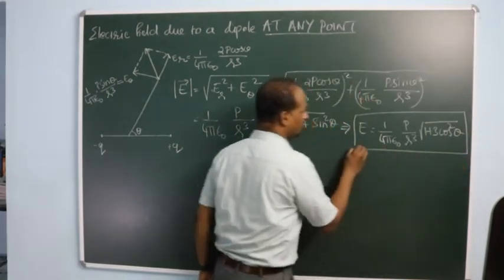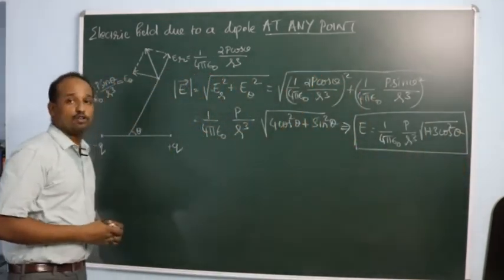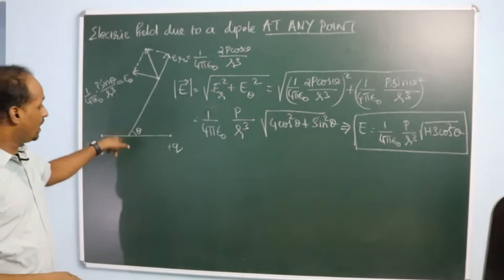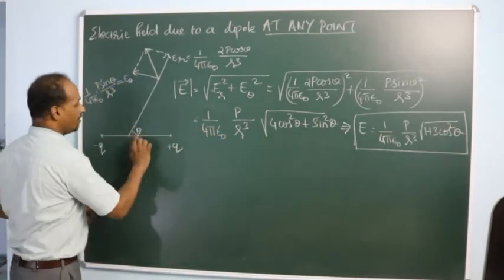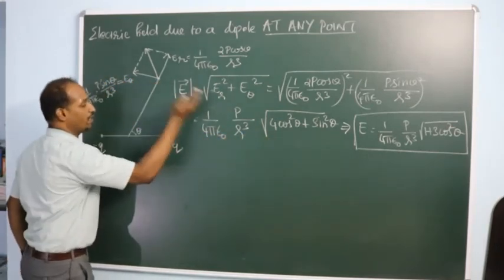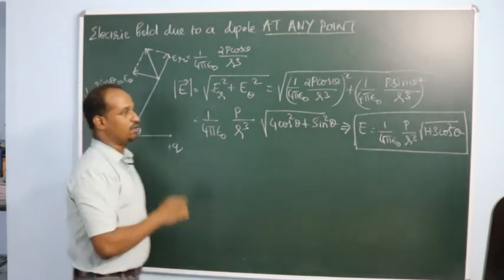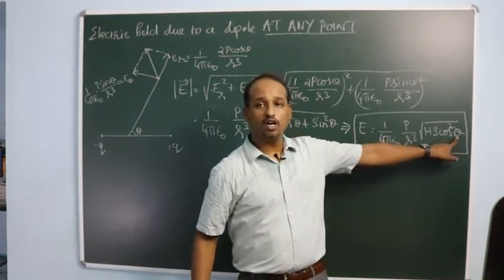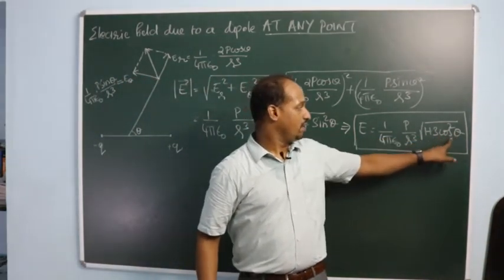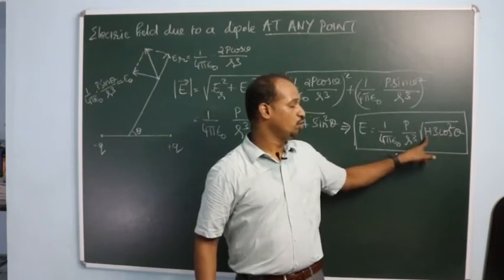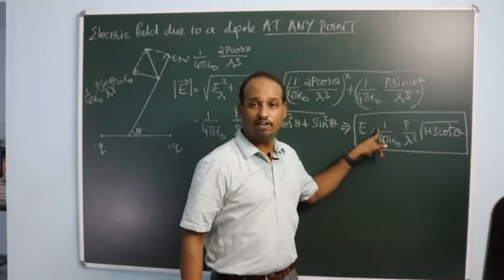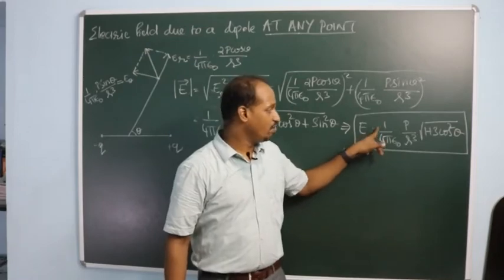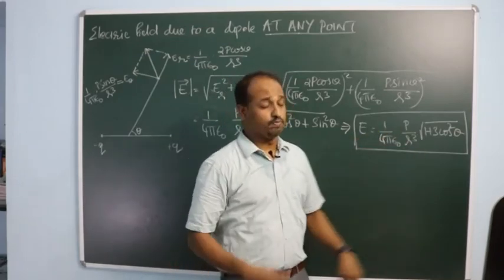This is more general. From this you can also find the electric field due to a dipole at a point on its axis. If the point is on its axis, theta becomes 0. When you put theta as 0, cos 0 is 1, then 3 into 1 is 3, 3 plus 1 is 4, root over 4 is 2, and we get the electric field due to a dipole at a point on its axis: 1 by 4 pi epsilon naught, 2P by r cube.